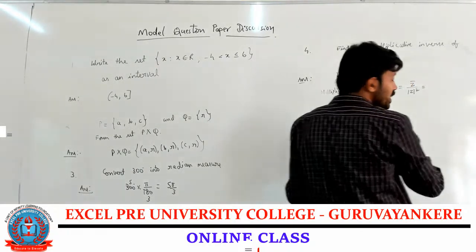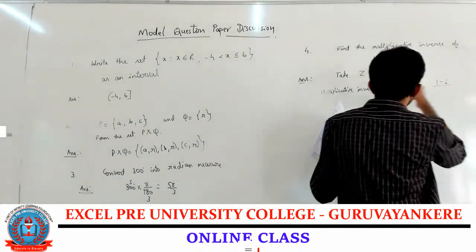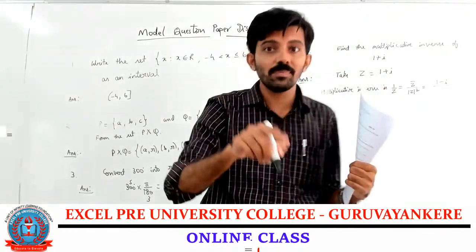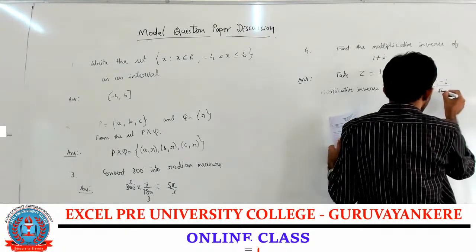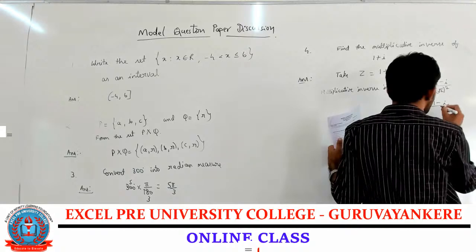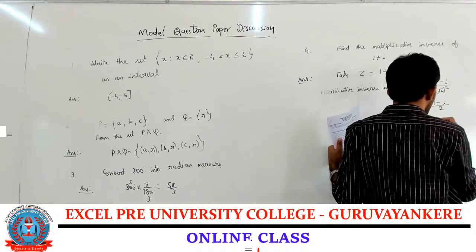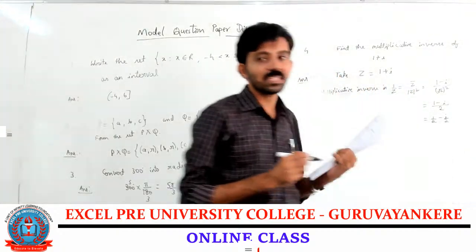z bar is the conjugate. The conjugate of 1 plus i is 1 minus i. Mod of 1 plus i is root of 1 square plus 1 square, that is root 2. Root 2 square is 2. So this is 1 minus i by 2, that is 1 by 2 minus i by 2. Separate the terms and write.